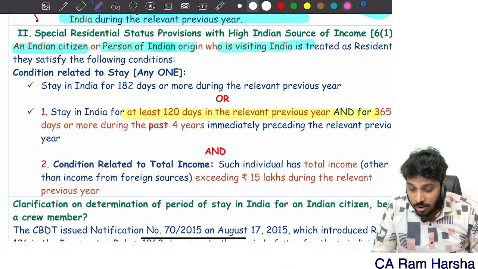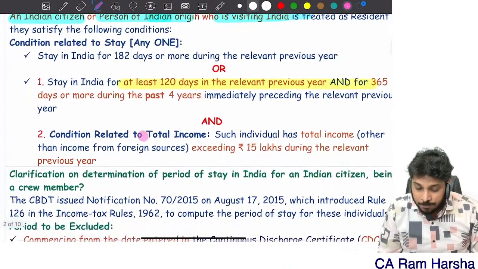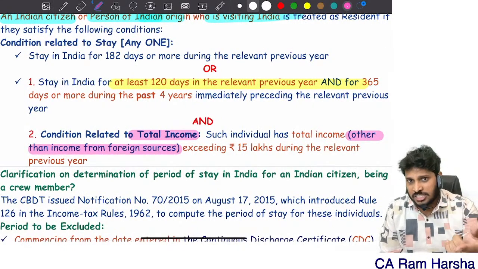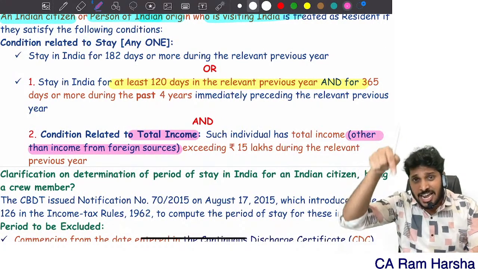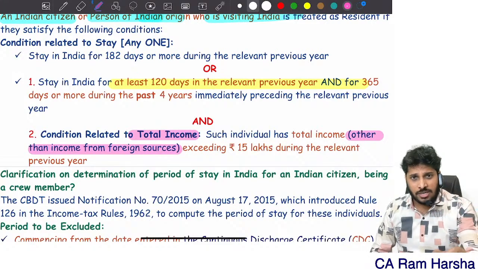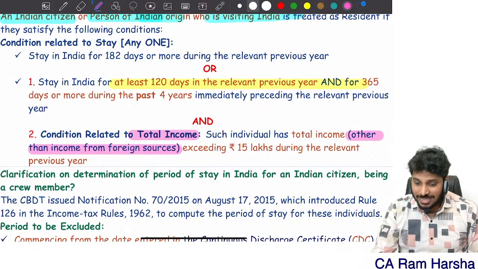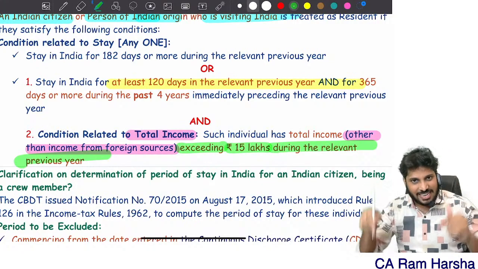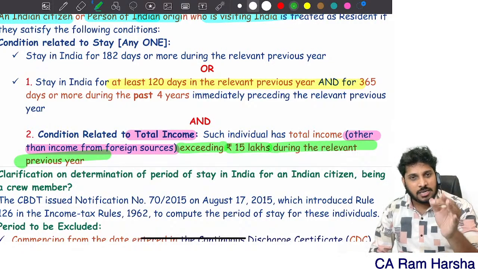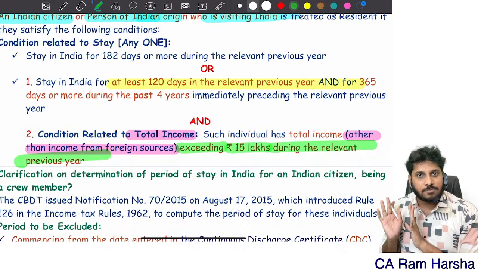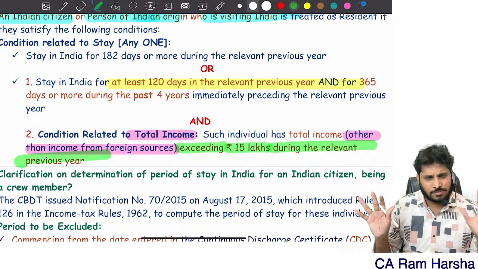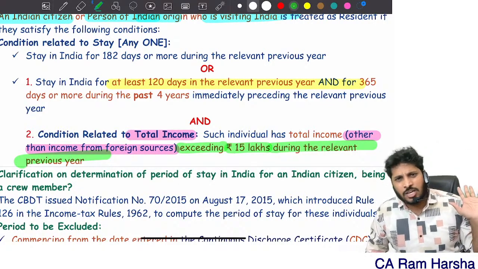When their total income other than foreign sources, which means Indian sources, exceeds 15 lakhs during the year. In the current year, their total income from Indian sources is more than 15 lakh. Sir, I'm an Indian citizen, I'm of Indian origin, I'm visiting India. So for me, the 60 days logic does not apply.